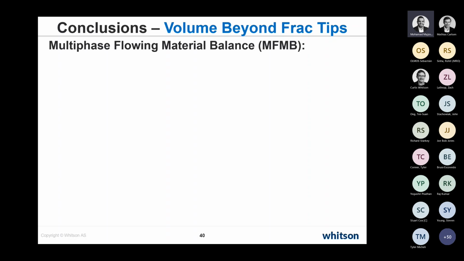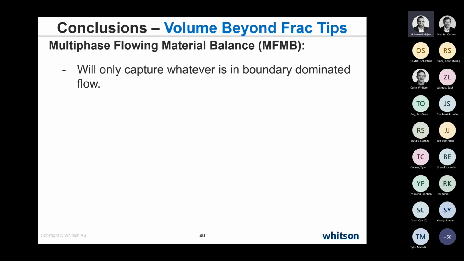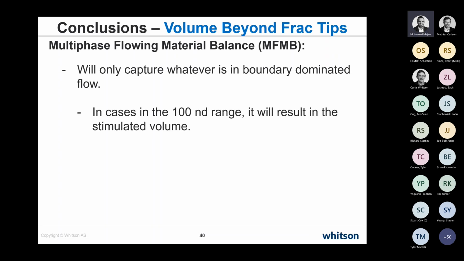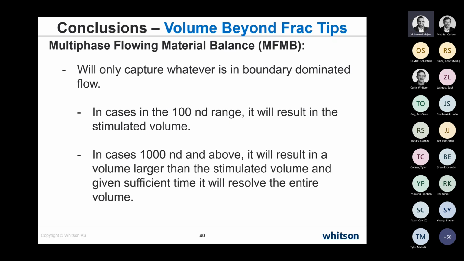When it comes to the multi-phase flow and material balance, as mentioned many times, this method will only capture whatever volume of the reservoir that has reached boundary dominated, because it assumes boundary dominated flow. So in the cases in the 100 nanodarcy range, the multi-phase flow and material balance will result in your stimulated volume, which is good. In the case of 1000 nanodarcy and above, it will result in a volume that's larger than the stimulated volume, because it will just result in whatever volume has become boundary dominated. And definitely, if you give it sufficient time, it will manage to resolve the entire volume.